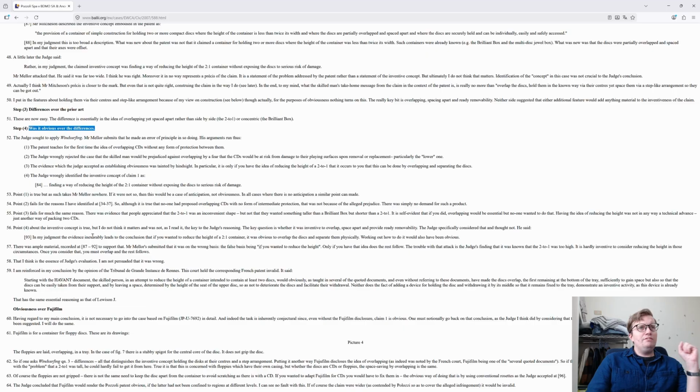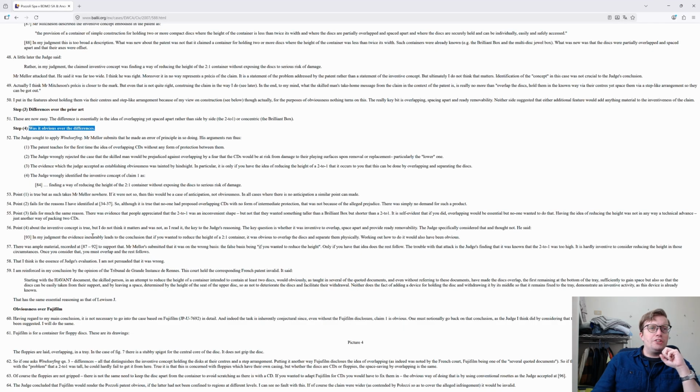The evidence which the judge accepted as establishing obviousness was tainted by hindsight. So again, remember I said can't use hindsight. In particular, it is only if you have the idea of reducing the height of a 2-to-1 that it occurs to you that this can be done by overlapping and separating the discs. The judge wrongly identified the inventive concept of Claim 1 as finding a way of reducing the height of the 2-to-1 container without exposing the disc to serious risk of damage.